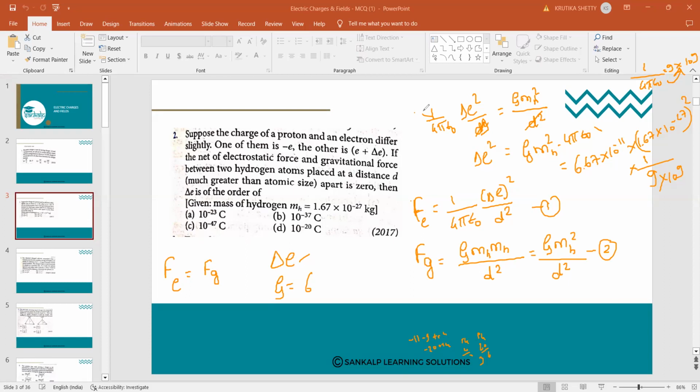Okay, Manju got the answer. That is option B. Anybody else? So I hope everybody will get the answer. Option B. Check it. If the solution is clear, I'll go for the next question.